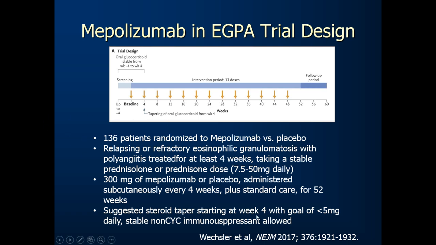And so, like I said, there's a steroid taper. It starts at week 4, and the goal is to get patients under 5 milligrams a day. And then you were allowed to be on an immunosuppressant as sort of a maintenance type therapy, as long as it wasn't cyclophosphamide. So if you're on azathioprine, and let's say you're just stuck on lots of prednisone, you failed cyclophosphamide, you wouldn't still be on cyclophosphamide. And so patients were treated every 4 weeks for 52 weeks with mepolizumab or placebo injection.